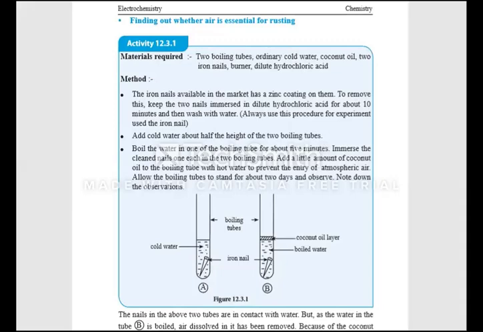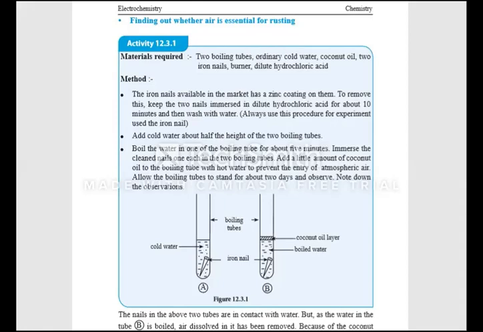In order to do this activity, you need two boiling tubes, cold water, a little bit of coconut oil, 2 iron nails, a Bunsen burner, and dilute hydrochloric acid. The iron nails available in our market have a zinc coating. Zinc is another metal coated on top of these iron nails, so we have to make sure that we remove this zinc coating. To remove it, we keep the 2 iron nails immersed in dilute hydrochloric acid for about 10 minutes. Then the acid will remove the zinc.